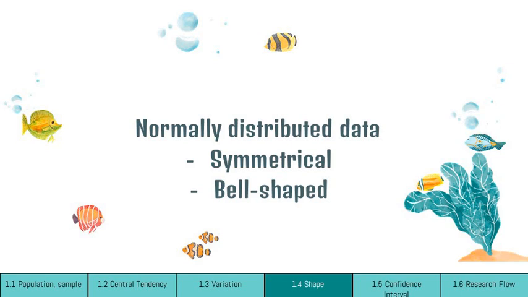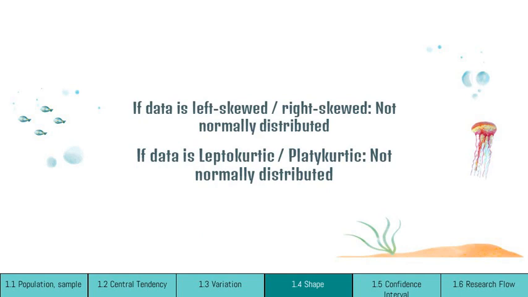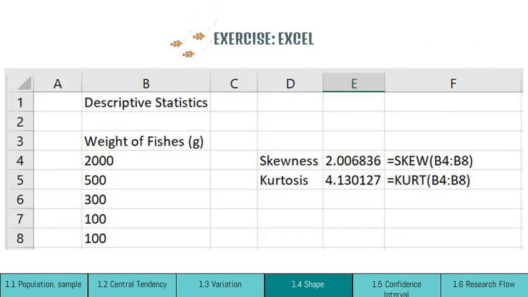So what's the significance of knowing the shape of the distribution curve? Here lies the answer. In a normally distributed data, it will be symmetrical and bell-shaped. In other words, if your data is left skewed or right skewed, it is not normally distributed. Also, if your data is leptokurtic or platykurtic, your data is also not normally distributed. If you use Excel, the Excel function for skewness is SKEW and KURT for kurtosis.